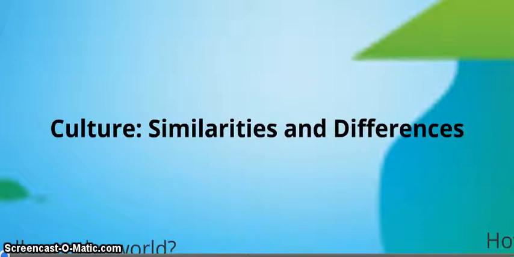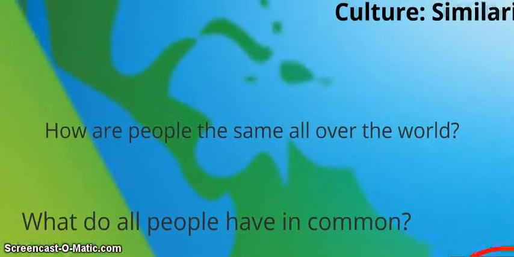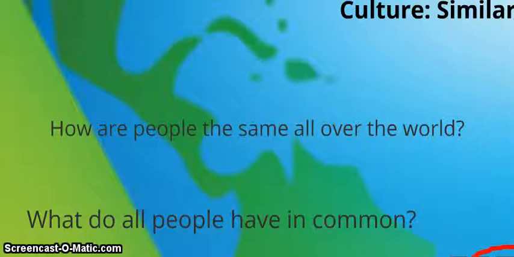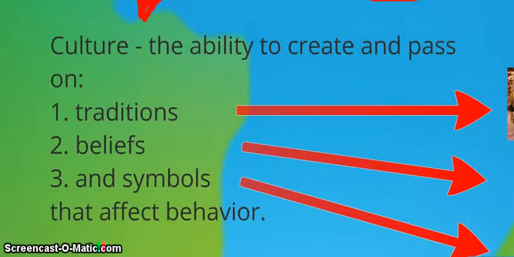One of the questions that ends up coming up is, how are people the same all over the world? What do all people have in common? When we start asking that question, we really in some ways start looking at this area that we might think of as biology. Because one of the things that people have in common is that we all, as humans, as Homo sapiens, have the ability to create and pass on our traditions, our beliefs, and symbols. And one of the most important symbols for sociologists is language.